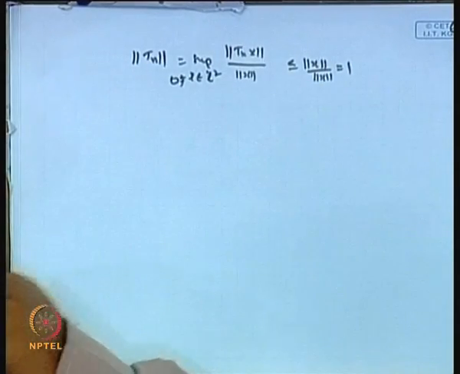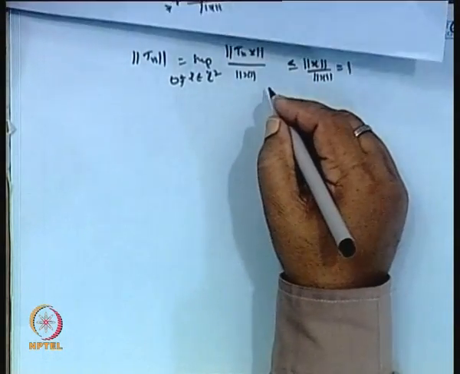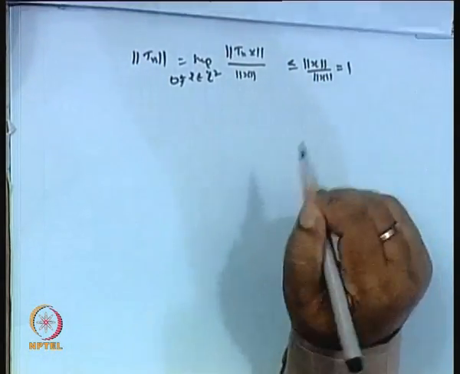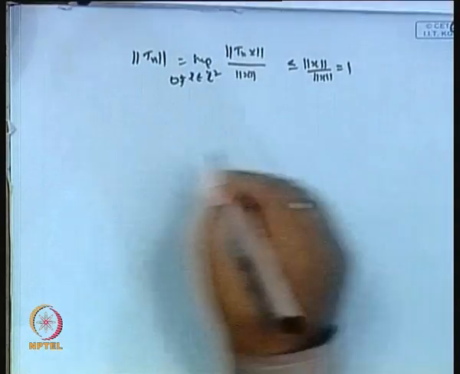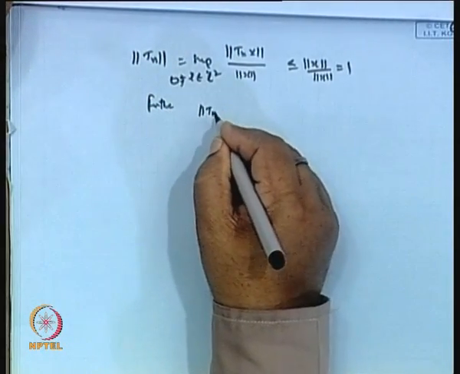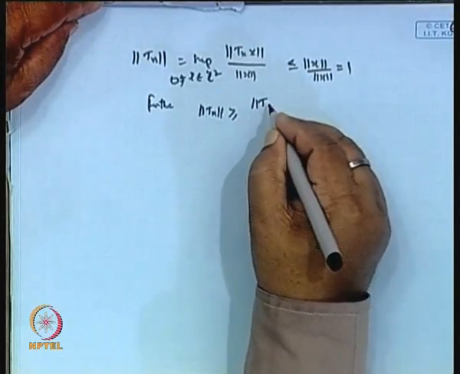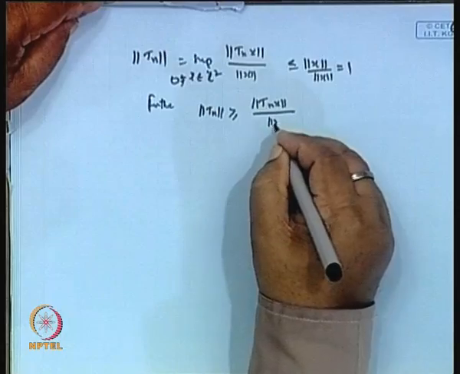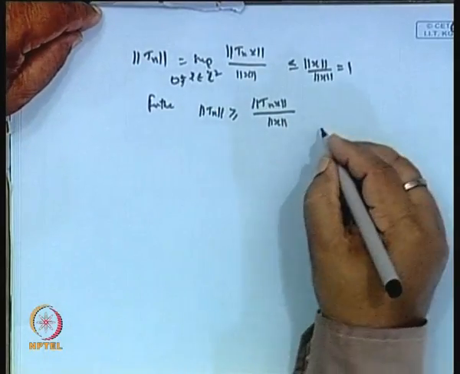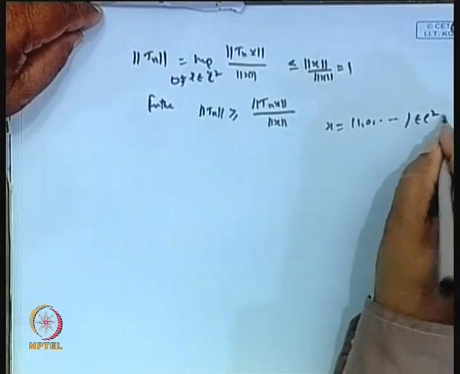Is it not? The supremum of this thing is less than or equal to 1. Now, further, norm of T_n x is greater than or equal to norm of T_n x over norm of x for a particular x. If I take x to be (1, 0, 0, 0, ...), this is an element of L2.